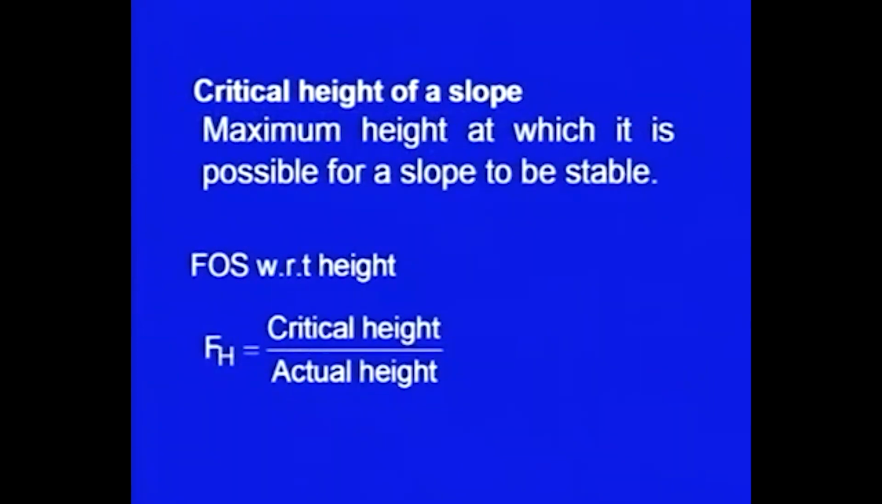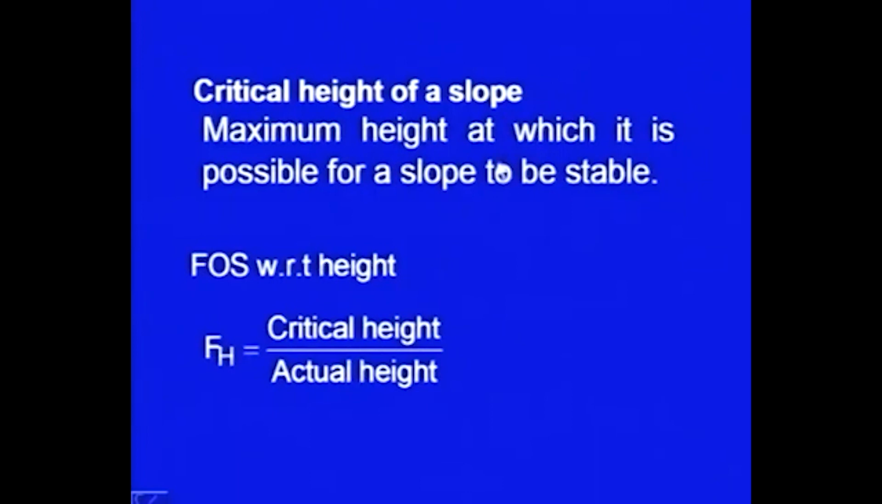Now, there is another factor of safety which is sometimes used, the factor of safety with respect to height. You can understand it this way: there is a critical height of a slope. This is the maximum height at which it is possible to keep a slope stable. You cannot have a slope more than that height and have it remain stable. If the height becomes more than the critical height, it will become unstable.